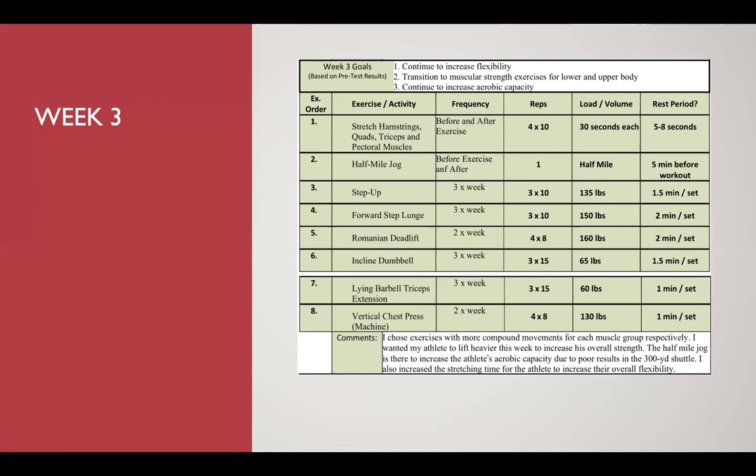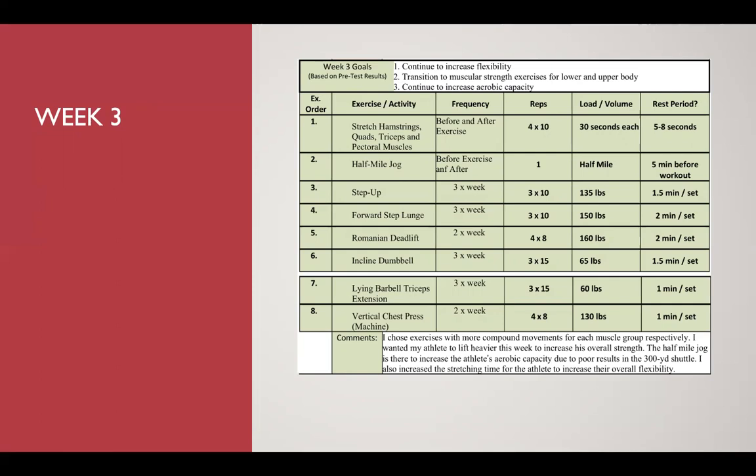Step ups and forward lunges were kind of a warm up to the heavier lift, which was the Romanian deadlift. So you just wanted to get both muscle groups working at the same time, the quads and the hamstrings. And then incline dumbbell and lying barbell tricep extension, kind of the same thing, getting the groups working together before that heavy lift, the vertical chest press. Did that 2 times a week. So trying to get some strength in there.